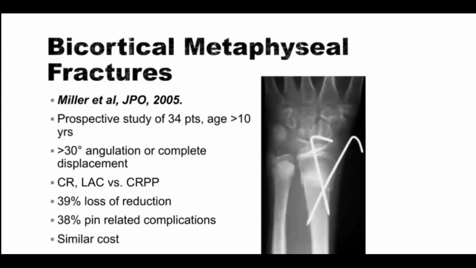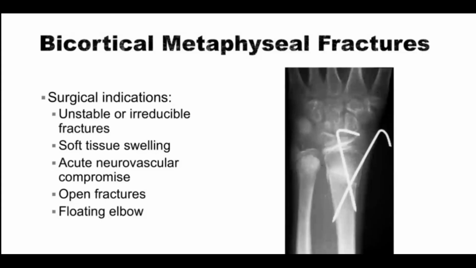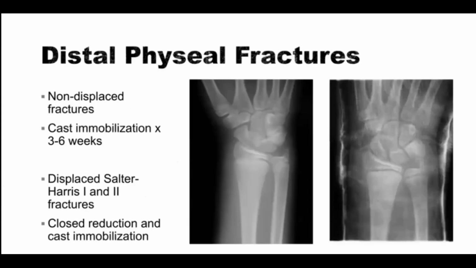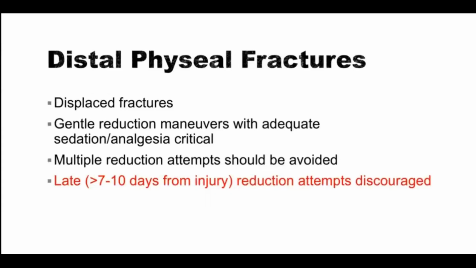Bicortical metaphyseal fractures, again, you may end up doing some pinning for these. And then surgical indications are for unstable, irreducible, open fractures, or floating elbow. And then physeal injuries, you can immobilize the non-displaced ones, but we will do a closed reduction for any displaced physeal injury. And you just want to be gentle and not do too many manipulation events through the physis.